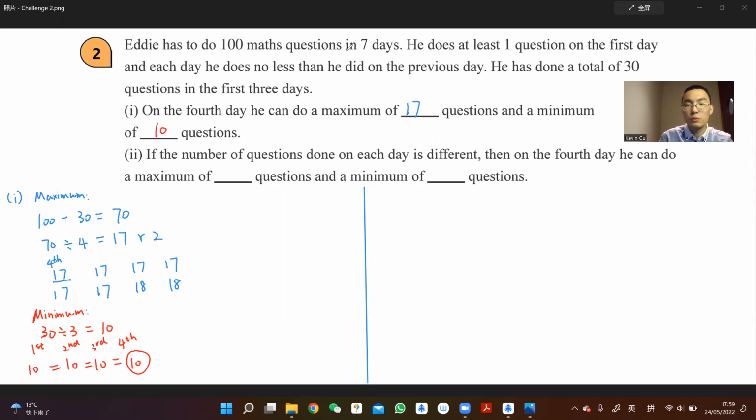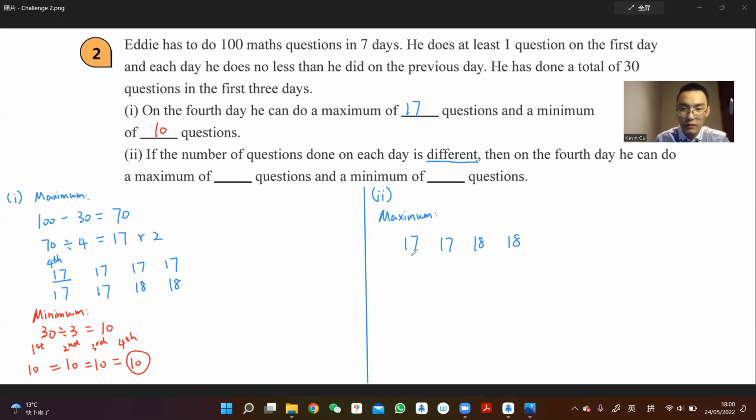Let's switch back to blue and consider the maximum of the second part. If the number of questions done on each day is different, so we cannot have repeating digits like 17, 17, then on the 4th day, he can do a maximum of how many questions and a minimum of how many questions. So let's write it down here. Maximum. So we cannot use same digits, but we are still looking for a maximum. So we can use a similar combination. We can still write 17, 17, 18, 18 here.